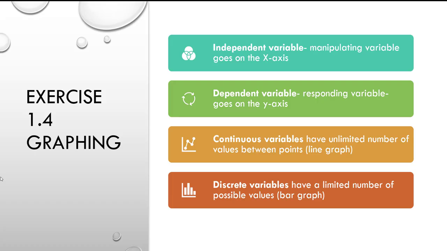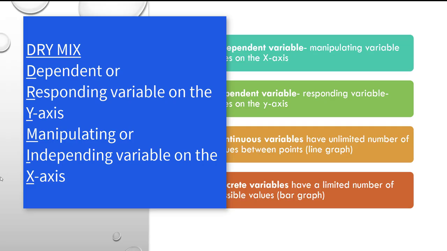So an easy way to remember that is the acronym DRY MIX. Okay, so DRY MIX stands for dependent or responding variable goes on the y-axis, manipulating or independent variable goes on the x-axis. Okay, so that's just an easy way to remember which goes where. So the dependent variable or the responding variable always goes on the y-axis, the vertical axis, and then the manipulating or independent variable always goes on the x-axis.